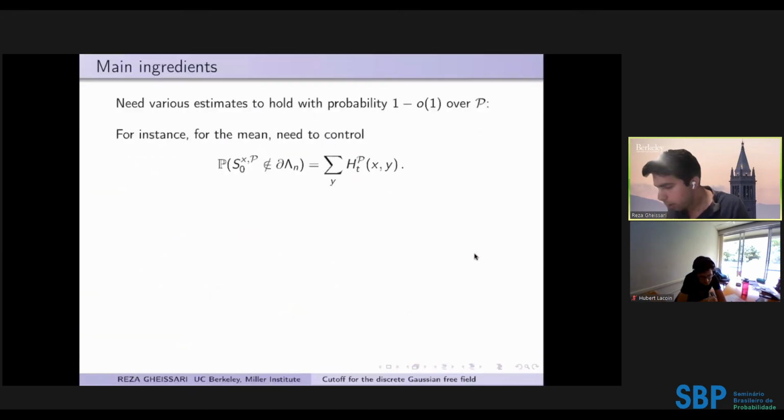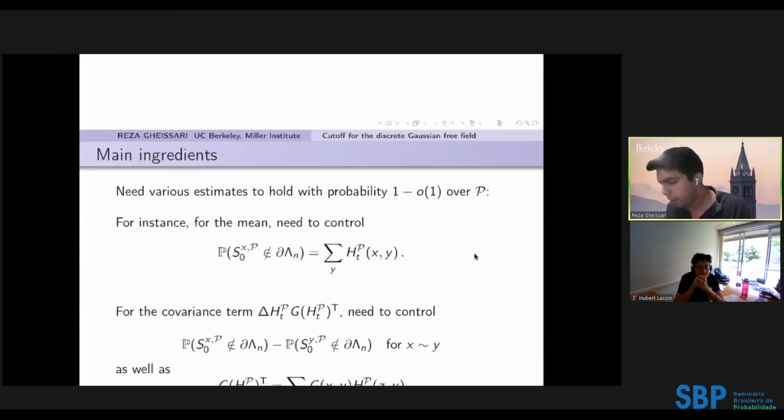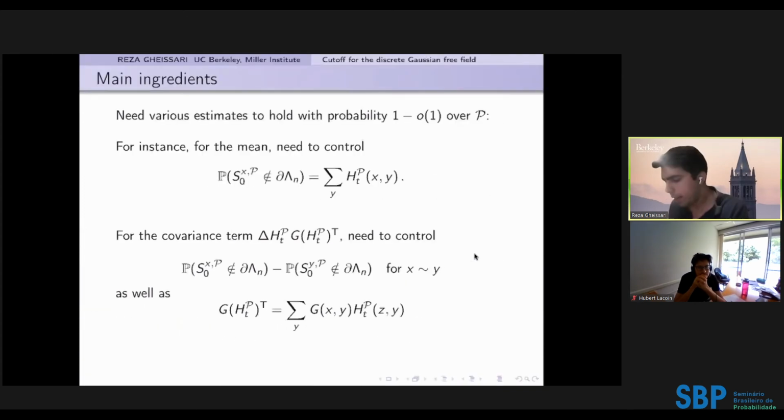Now, let me just show a couple of the key ingredients that one would need to estimate for this kind of random walk process. So what we need to say is, with high probability over the randomness of the clock rings, so over the Poisson field, for the mean, we need to control this probability that by time -t, my walk hasn't hit the boundary of my box, okay? And so that's just a sum of these heat kernels for the interior. And for the covariance, I need to understand things.